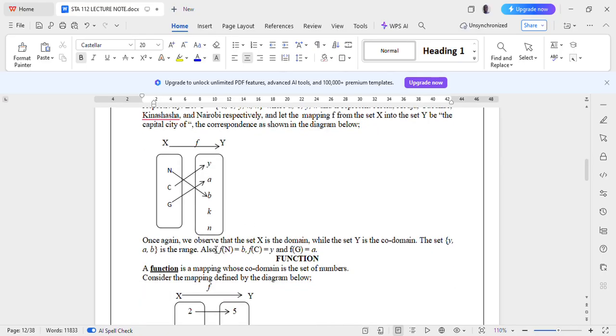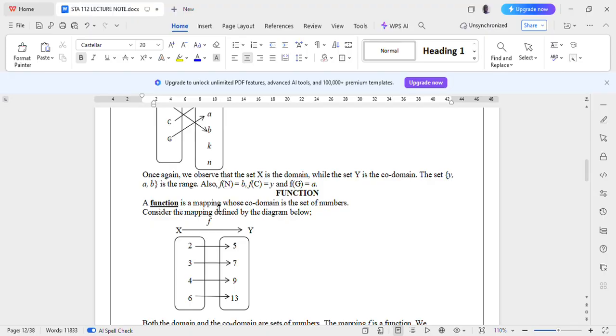Once again, we observe that X is the domain and Y is the codomain. The set YAB is the range. So F of N is B, that is, the capital of Nigeria is Abuja, which is B. The capital of Cameroon is Yaoundé, which is Y, and the capital of Ghana is Accra. So F of N is equal to B, F of C is equal to Y, and F of G is equal to A. So YAB is what we call the range, and you see that the range is part of the elements of Y.